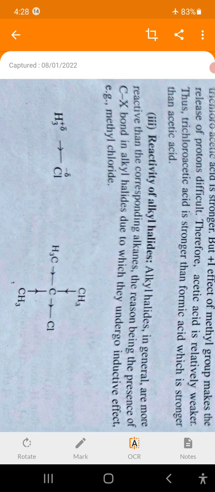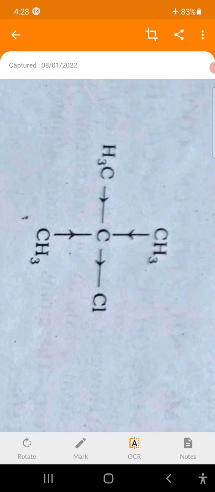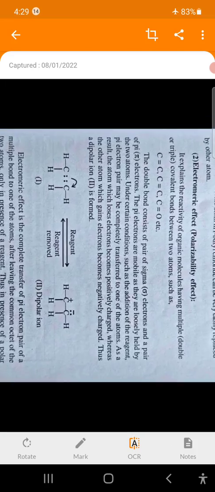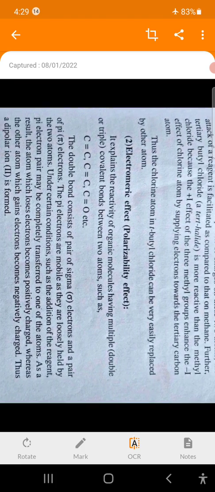Because of the more electronegative atom pulling the sigma electron towards itself, positive charge is generated on the carbon to which that electronegative atom is attached. That carbon becomes delta positive, so an electron deficient center is generated because of the inductive effect, and the alkyl halide becomes reactive because of the formation of the charged center.